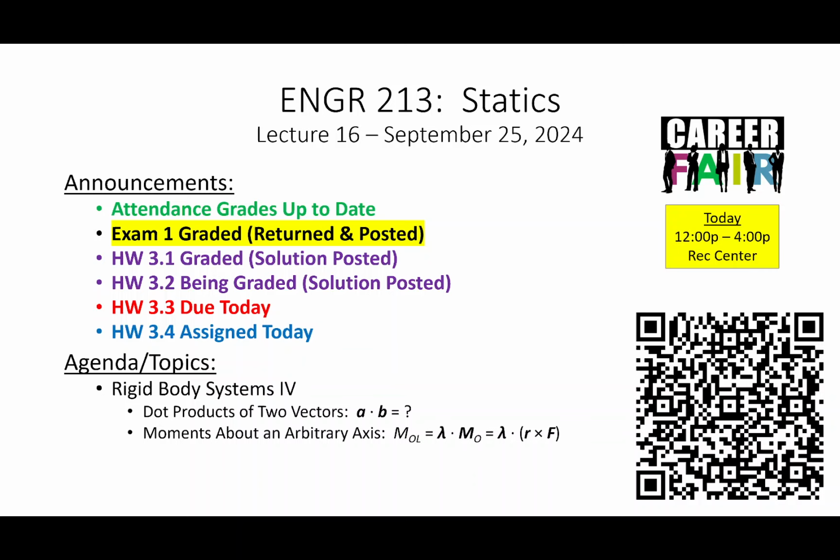I checked yesterday. It looked like homework 3.1 was graded, but 3.2 was still being graded. How did homework 3.3 go? Because I imagine that one really did. You had to scratch your noggin a little bit on that one. So did that one go well? The calcs weren't hard, but maybe wrapping your head around what it was asking took a little bit of thought. So hopefully that was pretty straightforward.